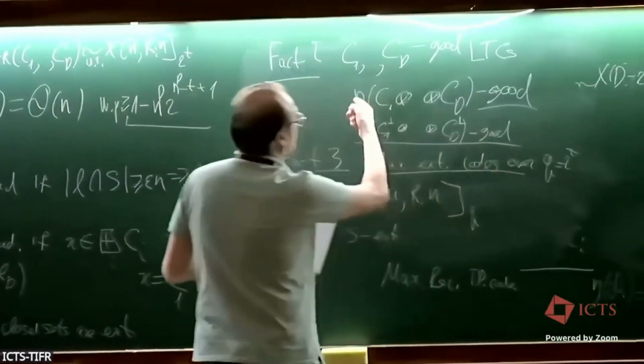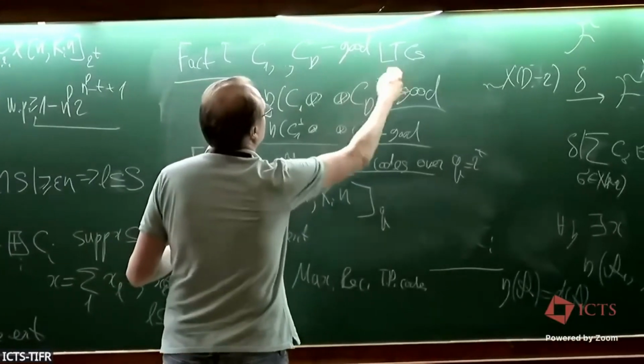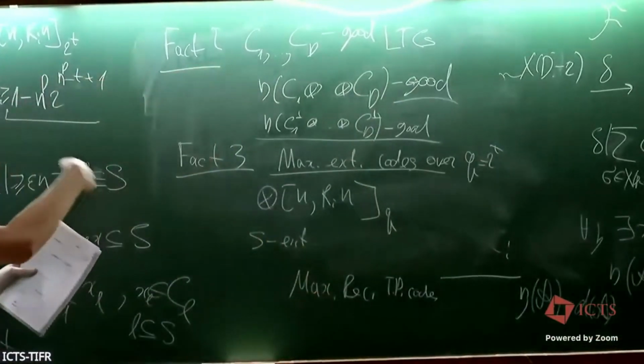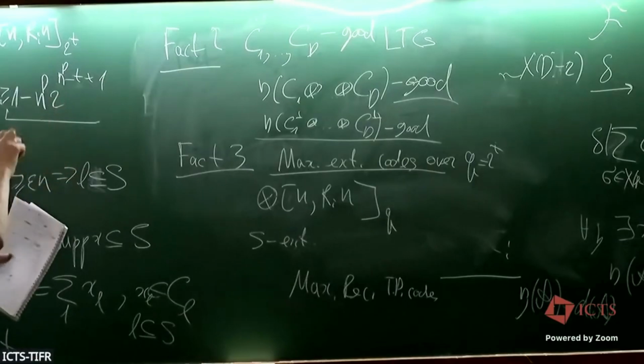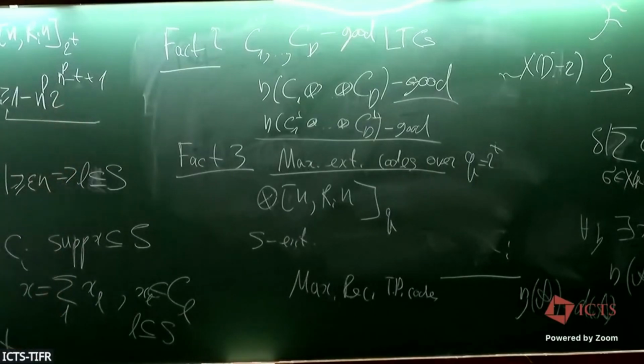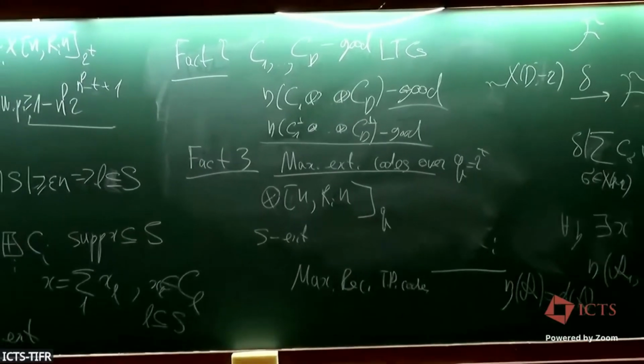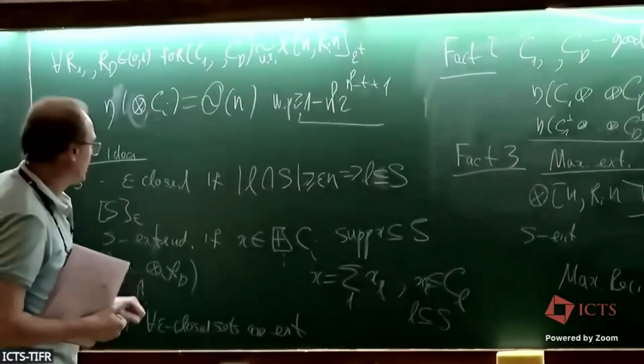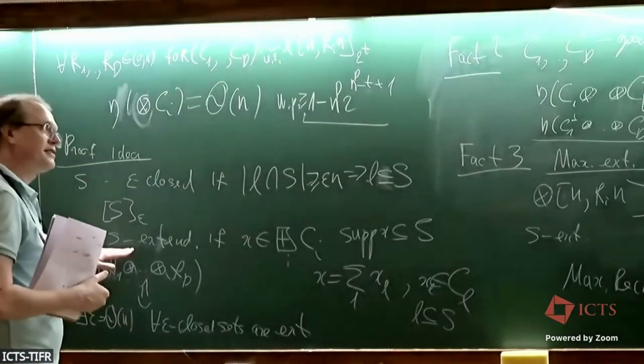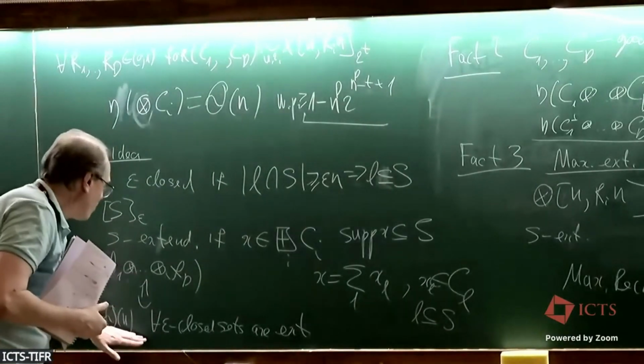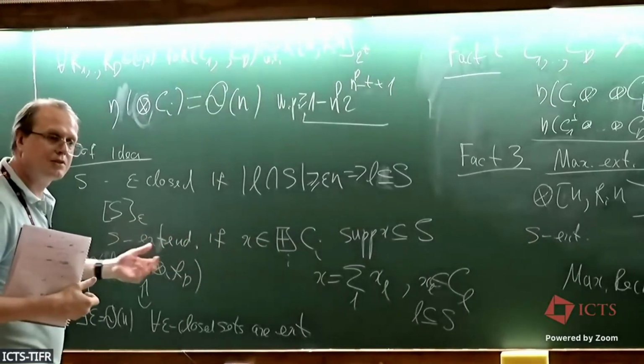And so here I use these good LTCs as examples. That shows that we have codes that have sufficiently many extendable sets that are epsilon-close. And so using this fact, I can derive that this maximally extendable code inherits the property of this universal maximally extendable code.